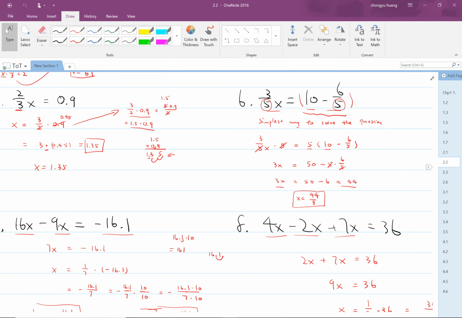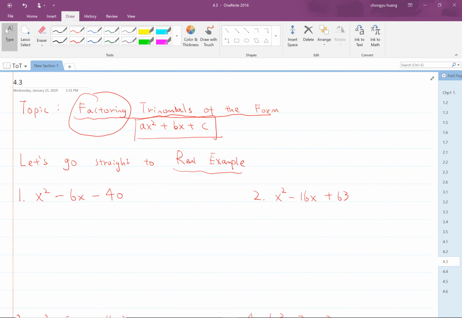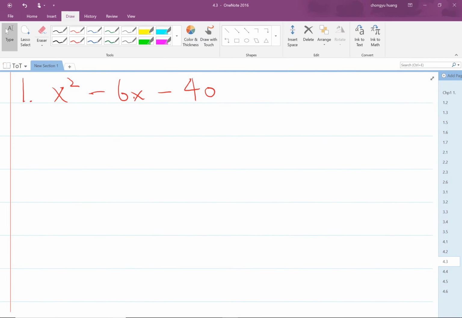Let's go back to the right page and focus on the first question: x squared minus 6x minus 40. You write out x and x, since x multiplied by x equals x squared. Then the number is negative 40, so the combination should be negative 10 and 4.